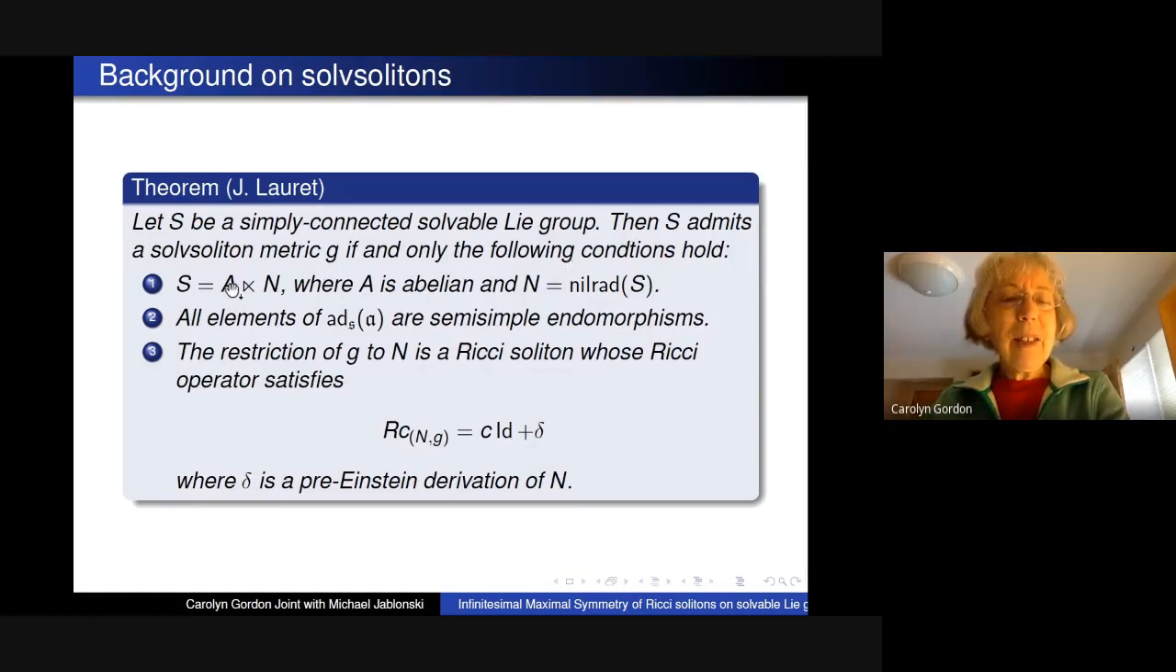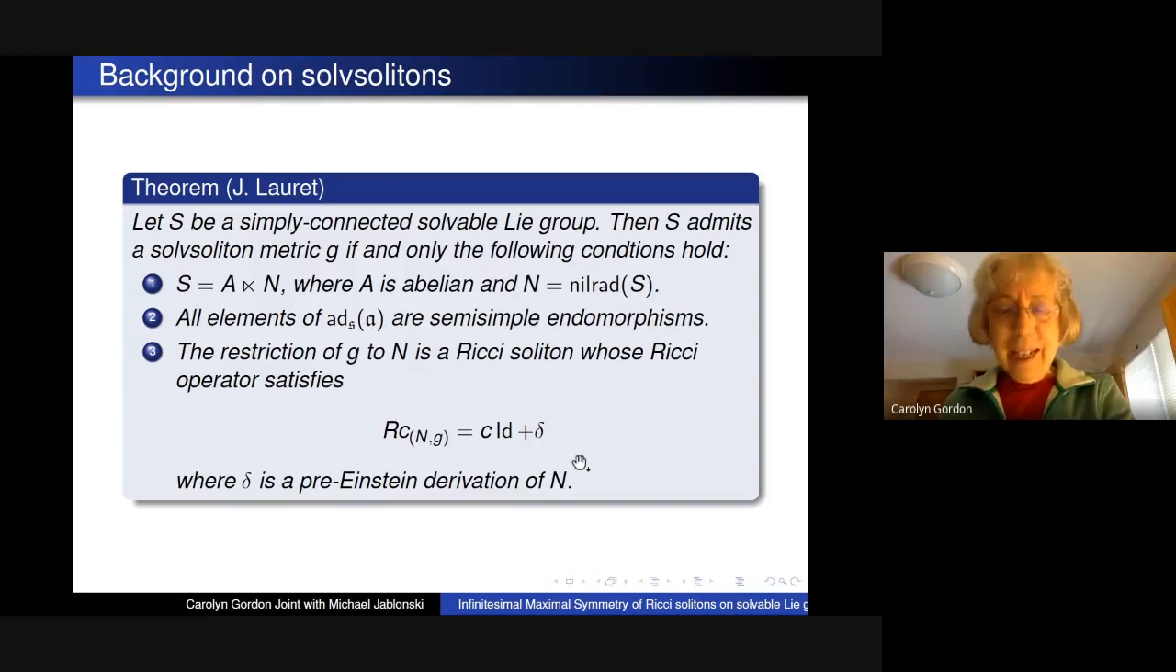So S is a semi-direct product of the nil radical N and an abelian group A. So A is abelian and N is the nil radical. All the elements of ad A are semi-simple. The restriction of the solve-soliton metric to the nil radical is itself a soliton, and its Ricci operator is a constant times the identity plus delta, where delta is a pre-Einstein derivation of N.